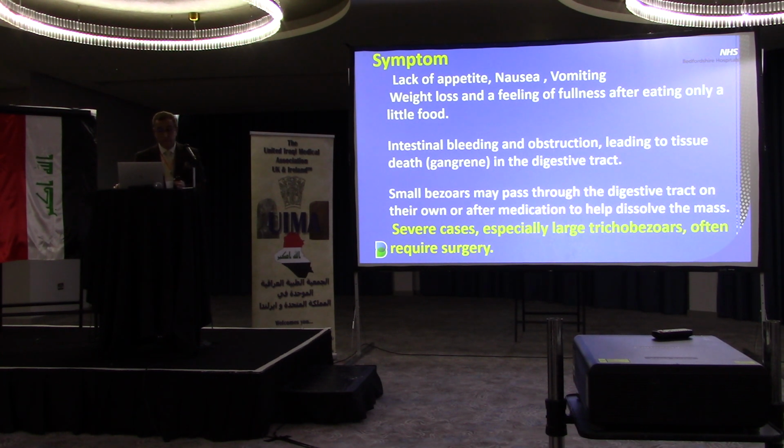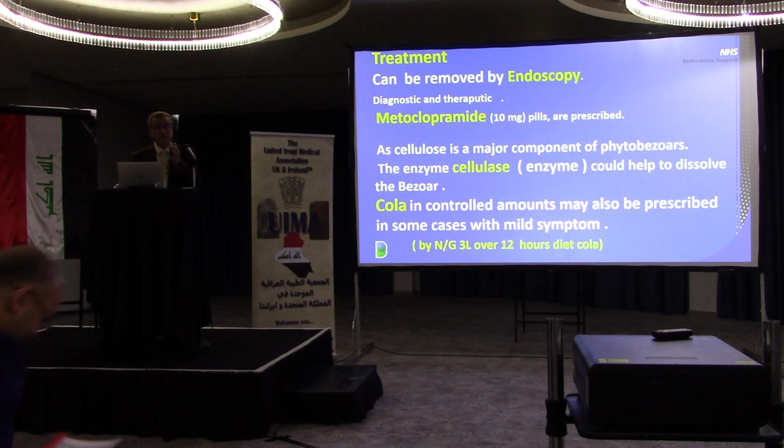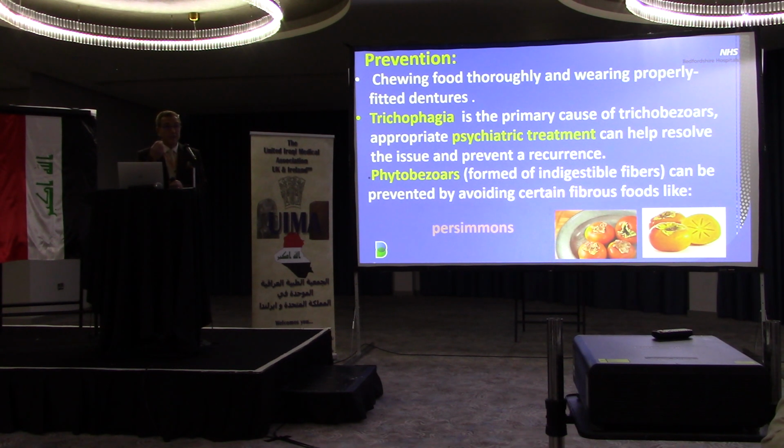Symptoms are as in our patient. Treatment is usually by endoscopy, because endoscopy can diagnose and can remove the bezoar. Metoclopramide and the enzyme cellulase can help, because most of the time the phytobezoar is cellulose-like. Cola can also help; some literature gives cola for a small residual part, as dissolution, by NG tube over 2 or 3 liters. Prevention: chewing the food properly with properly fitted dentures. Trichophagia needs psychiatric assessment definitely, and phytobezoar needs to be handled very carefully.